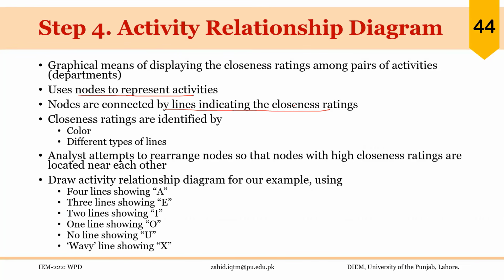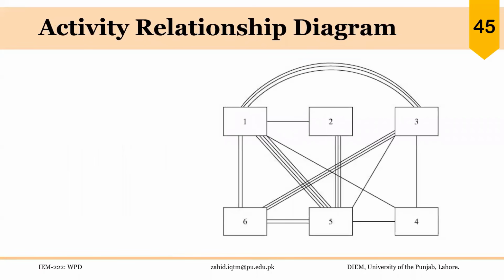Now, there are different ways actually to draw these lines. So for example, for a rating of A, you could use 4 lines between two departments if they are having a closeness rating of A. You could use 3 lines to show a closeness rating of E, 2 lines for I, 1 for O, and no line for U. And you could use a wavy line showing a rating of X. Or you could use different colors, or you could use different thickness of the line. So there are different approaches that can be used.